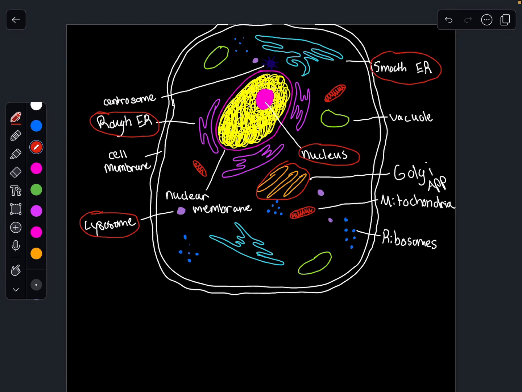Next one would be the vacuole right here. It's membrane bound as well. It stores water, nutrients, ions, and waste products in the cells. Yeah, that's it for that one. I didn't really have much on that one. And here goes the big one, mitochondria.